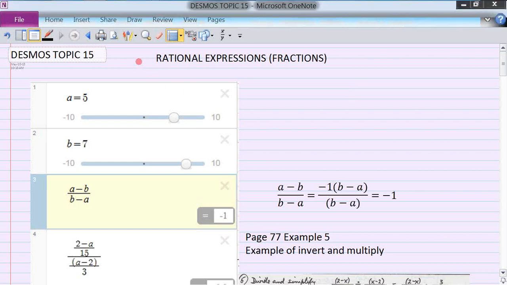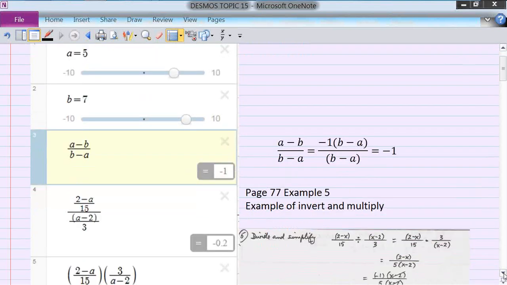So we're on rational expressions, topic number 15, and we're going to show how we apply Desmos here. So I'm just going to go over a couple of things.